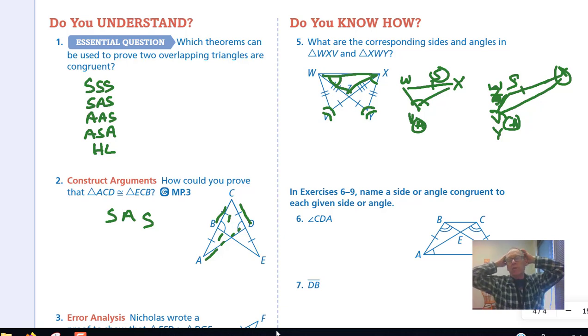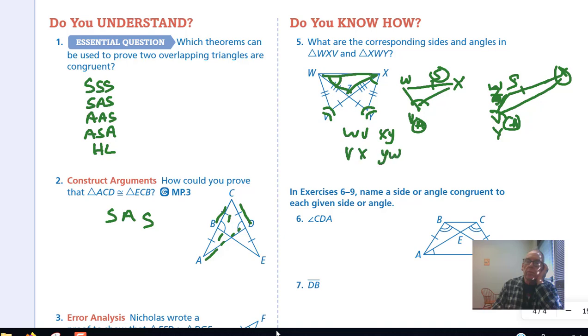And again, okay, looking at this question again, it's not really asking us to prove that they're true, which I started to do, but they want us to name the corresponding sides. So we can see that WV goes with XY. We can see that VX goes with YW. And we can see that WZ goes with XZ.